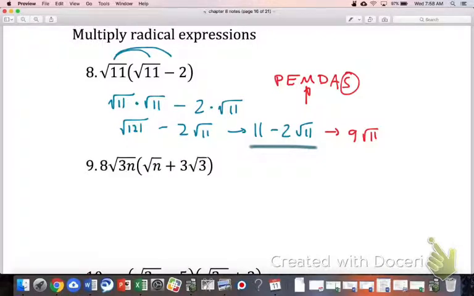The other way to think about it would be to look at these two terms right here and say, well, 11 is just 11. There's no radical attached to it. This is 2 root 11. So they are unlike terms, and you cannot combine unlike terms. I think you look at it both ways.